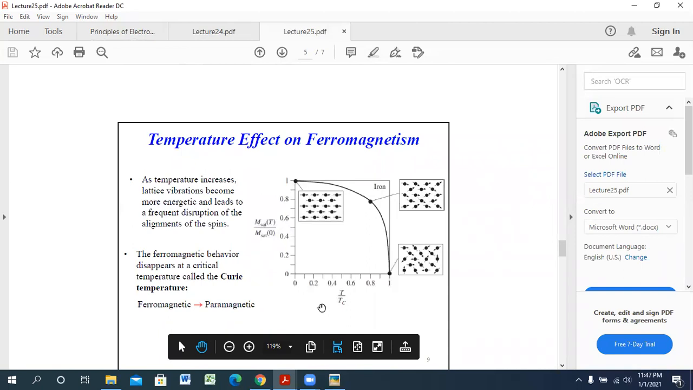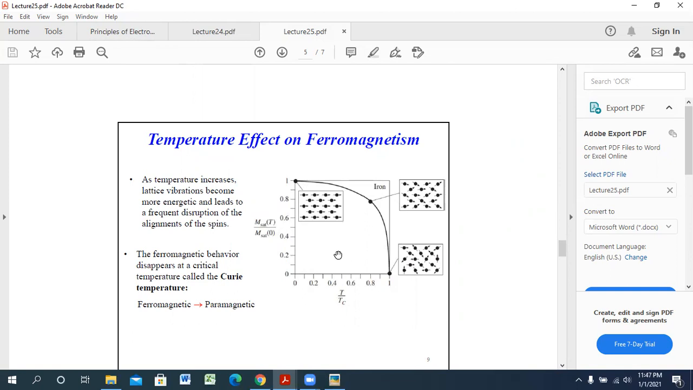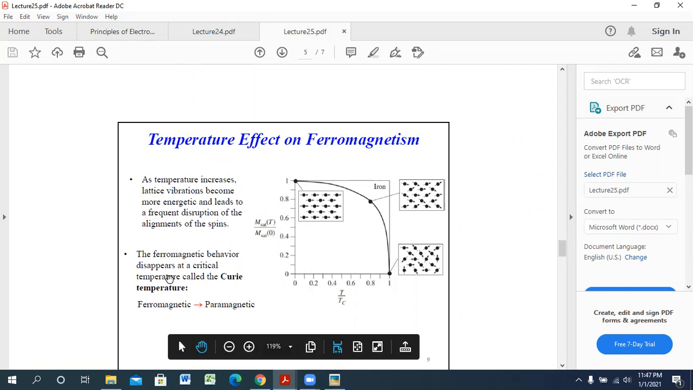That means the ratio of the temperature to the Curie temperature, and the effect of temperature on magnetization. For a certain temperature, the ferromagnetic behavior disappears. That means at the Curie temperature, the magnetic properties disappear. Then the ferromagnetic properties turn into paramagnetic. Okay.